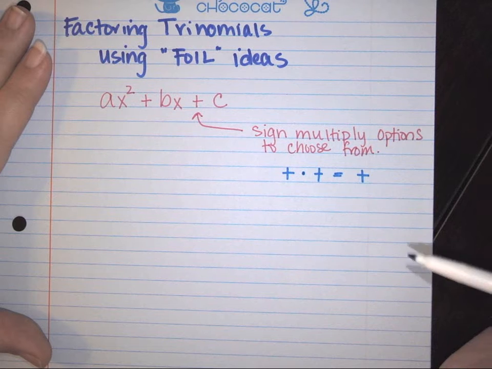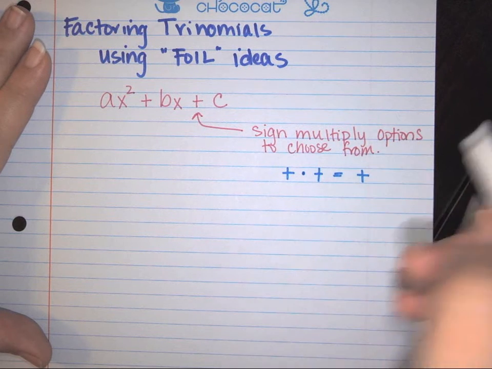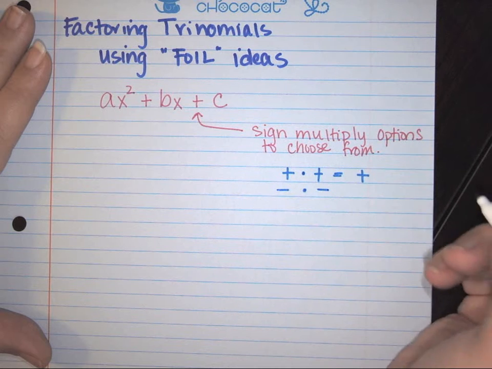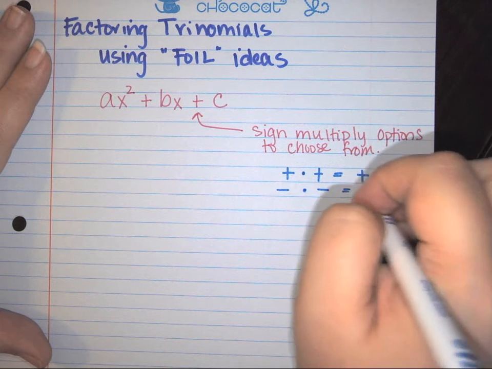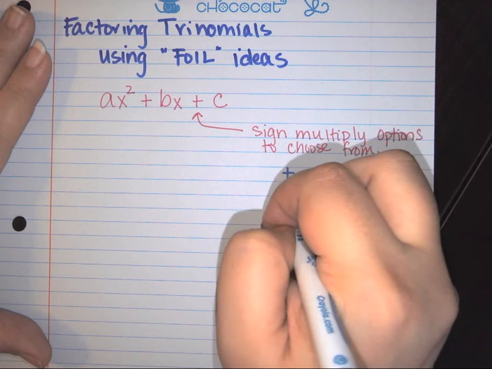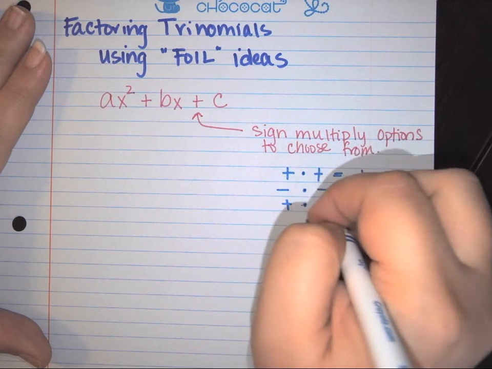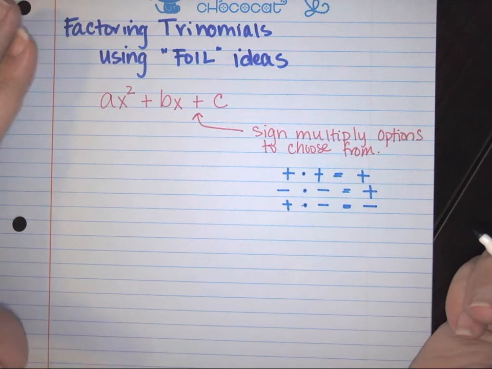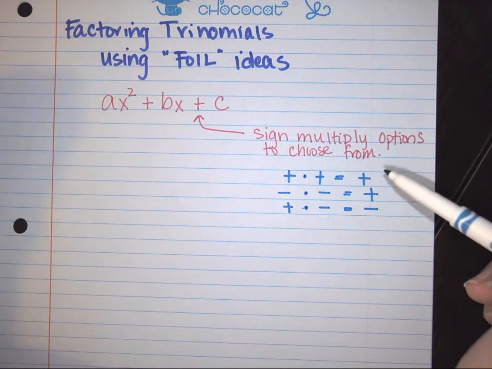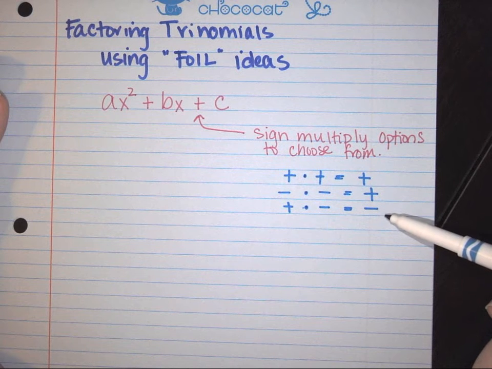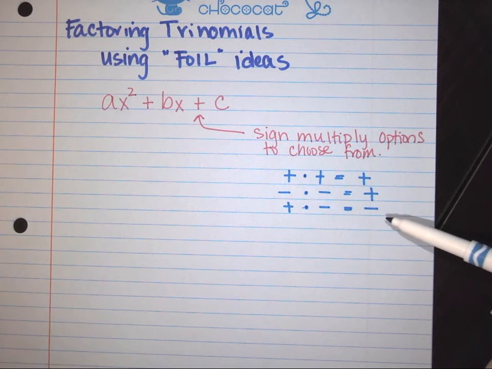Well, I have other choices than just this one. I also can take a negative number and multiply that by a negative number, and it also will give me a positive result. Last, if I take a positive number and multiply it by a negative number, I get a negative result. So I only have these three different combinations that I can actually choose from in order to set up my factors.